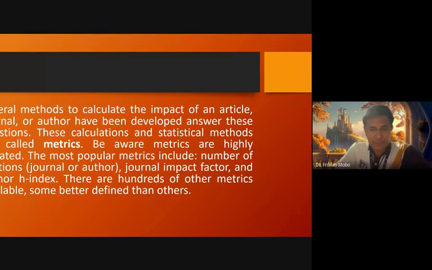So be aware, metrics are highly debated. For example, the most popular metrics include the number of citations, the journal impact factor, and the author h-index. There are hundreds of other metrics available, so it is better to check them.